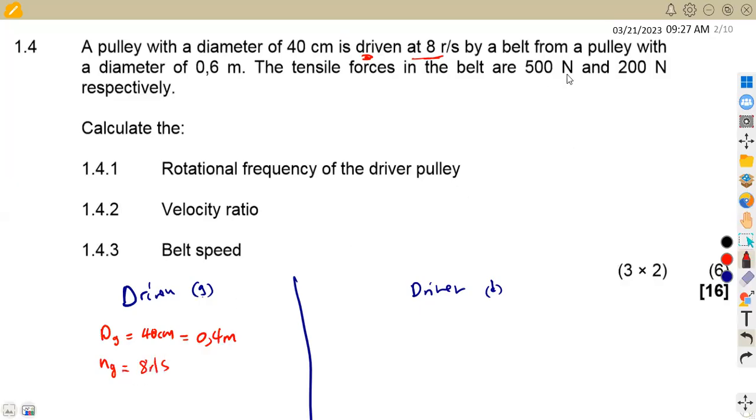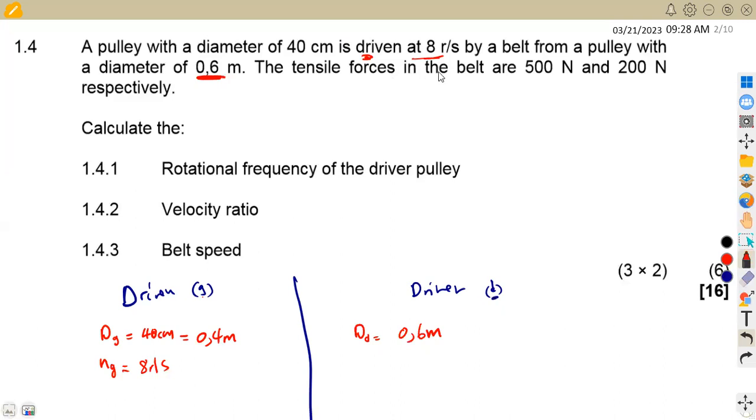Now it's driven by a belt from a pulley, which means now we are talking about the driver. The one that is driving has a diameter of 0.6. Remember, I said I'm going to use the small letter d for driver. So d for the driver is going to be 0.6 meters.